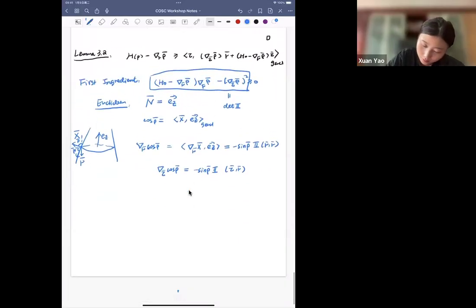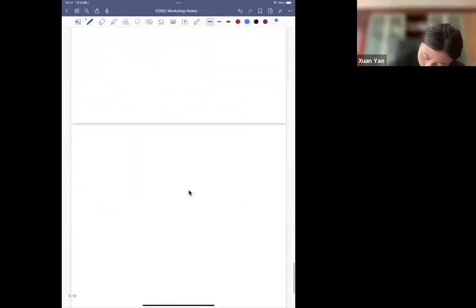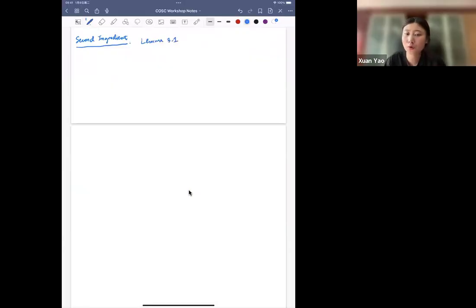Okay. The second ingredient is lemma 3.1. And then by some smart choices of the A and B and some smart projections, you can actually obtain these estimates. Okay.